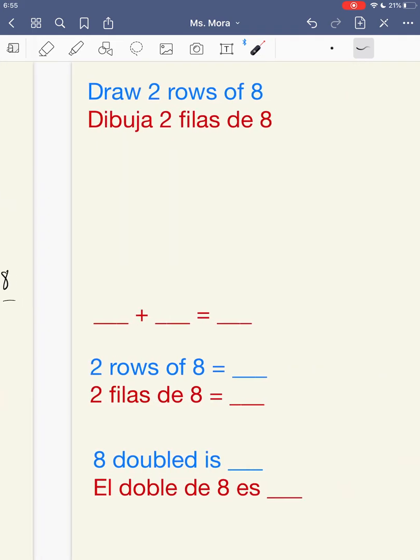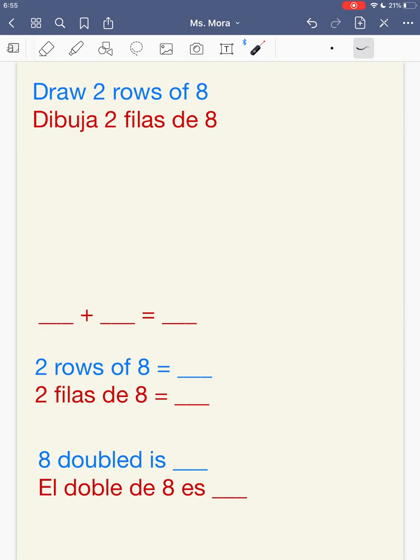So guys, go ahead and try to do this one by yourself. Okay, pause the video. You're going to draw 2 rows of 8. Then you're going to fill in your addition number sentence. Fill in your blank here. 2 rows of 8 equals blank. And 8 doubled is, and you're going to tell me if it's even or not even. Okay, so pause the video and push play when you're ready to check your work.